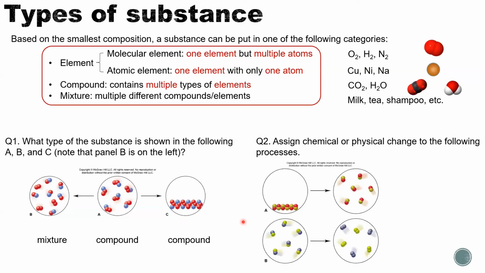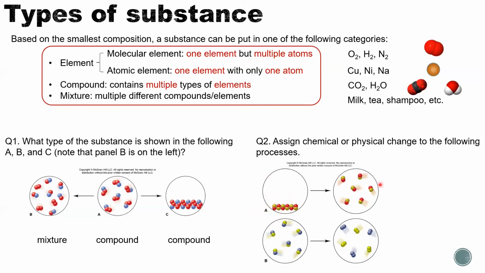Take another question. We have 2 processes. Assign whether each is a chemical or a physical process. Let's take a look at A. Now we see again a solid. So cut it in lines. It's made up of a red ball and a yellow ball. It's the smallest repeating unit here.